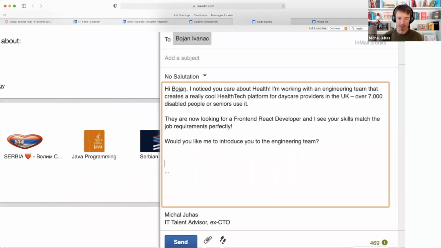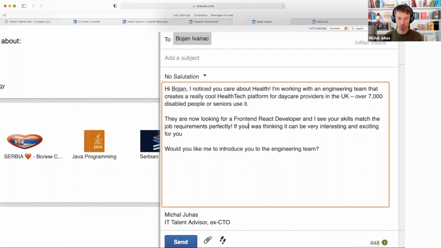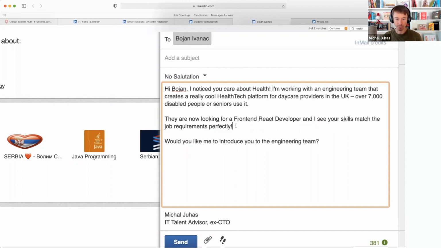So we can say, based on what you wrote, if you are interested in health, if you are interested in health, probably it's just redundant because we already mentioned he is interested in health. It's a health tech platform.